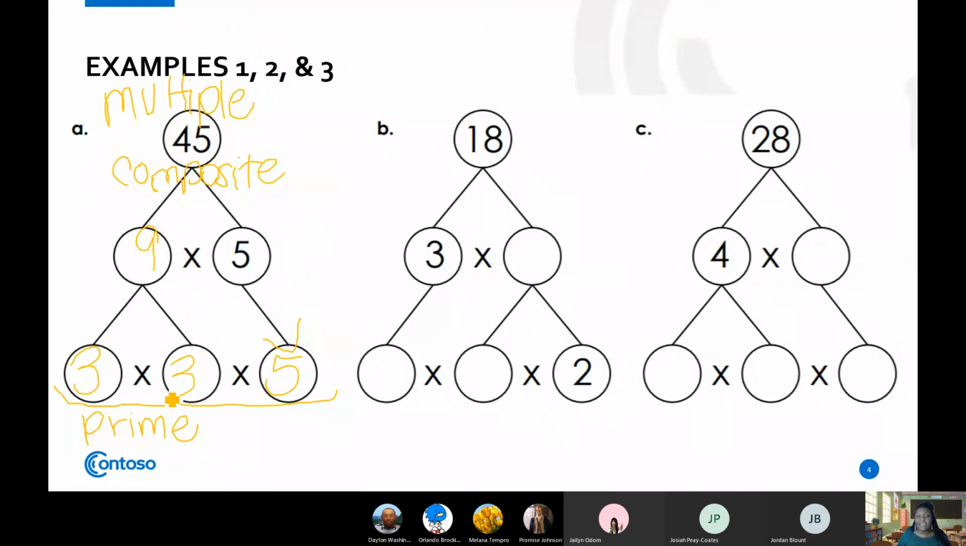How do I know that I've done my prime factorization tree correctly? You can multiply all the numbers that are at the bottom. Very good. Very good. Let's start working on example B.